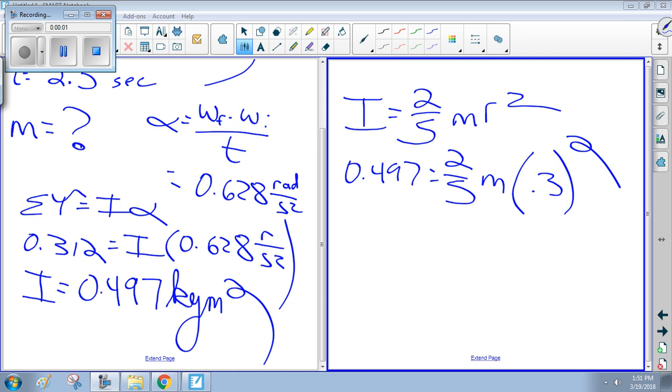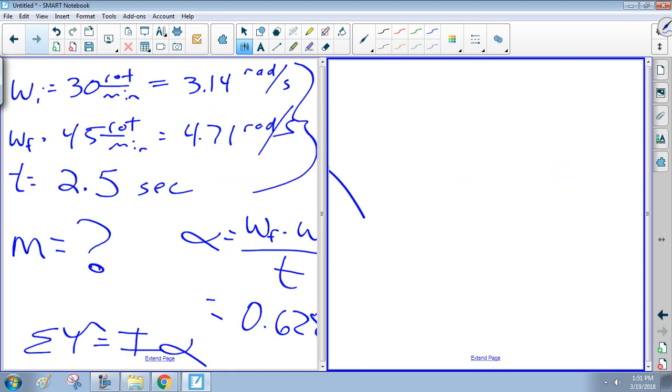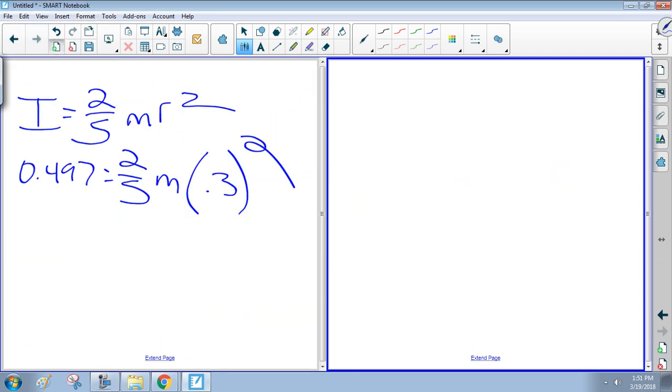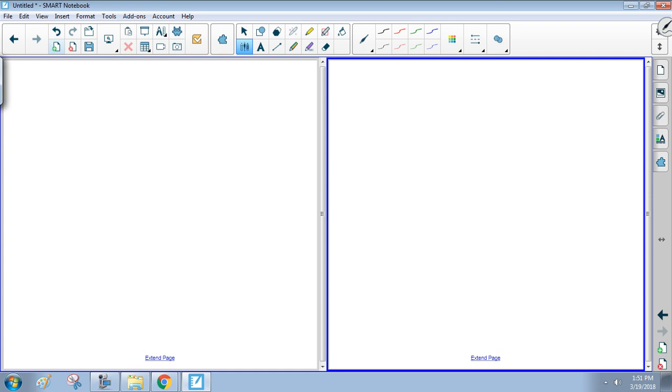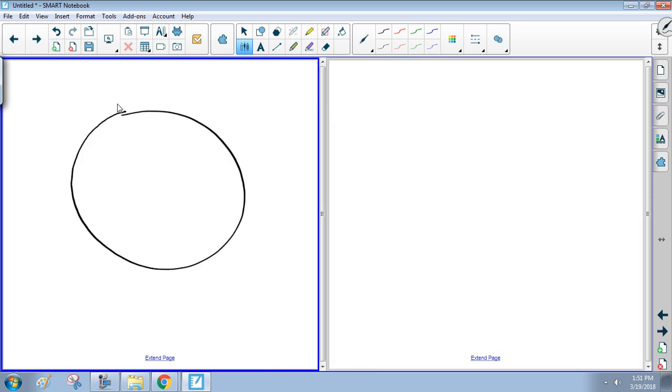Selves, the bicycle brake pad problem. Here we go. All right, so here's the deal. So you've got a bicycle tire. The problem tells you that it is 72 centimeters across.